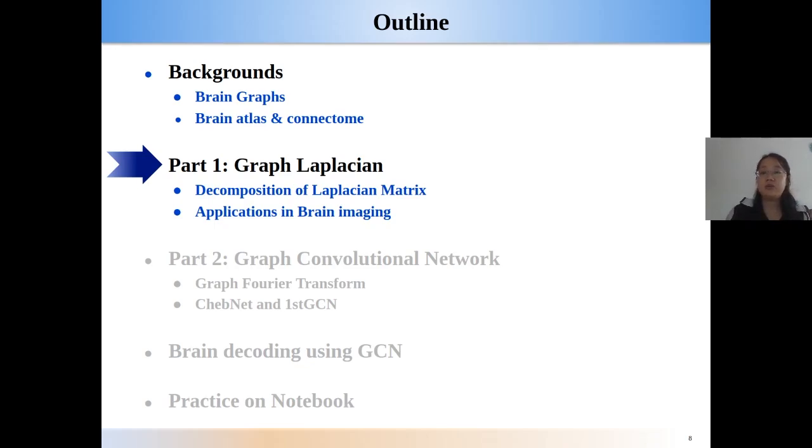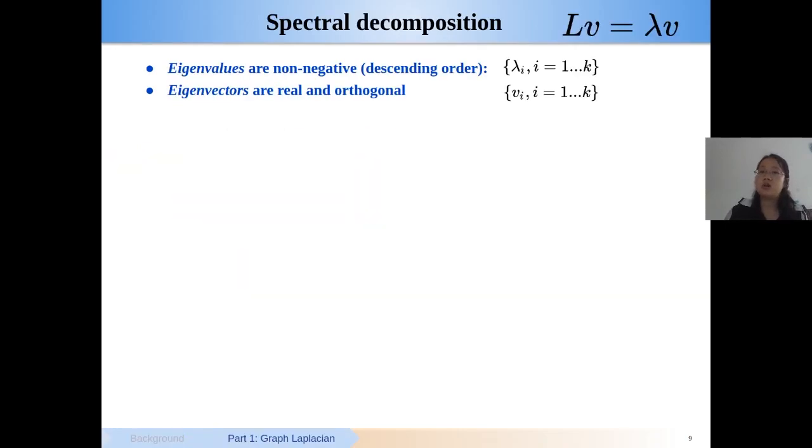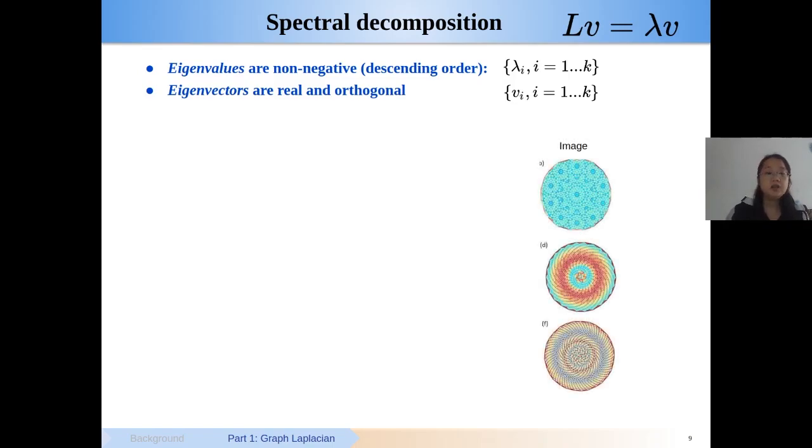I will start with a simple tool called graph Laplacian. The key step of graph Laplacian is to do a spectral decomposition, which gives us two sets of variables. One is called eigenvalues, marked as lambda here. Another set of variables is called eigenvectors, marked as v here. So what do these two variables mean?